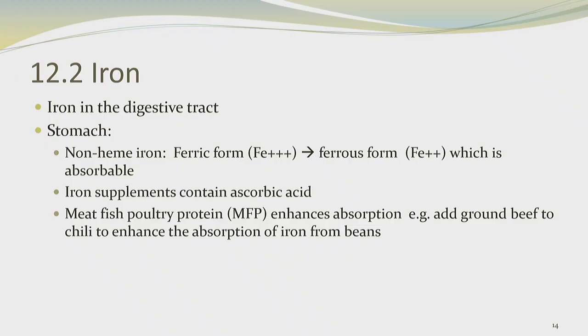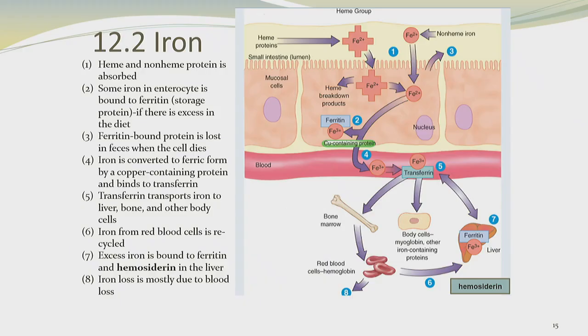Okay. It's also known that consuming animal proteins from meat, fish, or poultry enhances absorption of iron as well. Okay. So for example, if you added ground beef to chili, you will enhance the absorption of the iron from the beans. So beans is a good source of iron, but it's in the non-heme form because it's a plant source. Okay. Or you could eat a citrus fruit after your chili for dessert, and then that will help with the absorption as well.